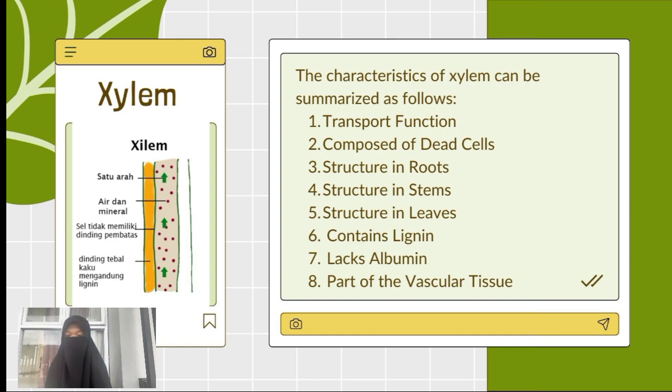And for the last part of the vascular tissue, xylem works together with phloem as plant vascular tissues responsible for substance transport, with xylem transporting water and minerals, while phloem transports photosynthesis products.